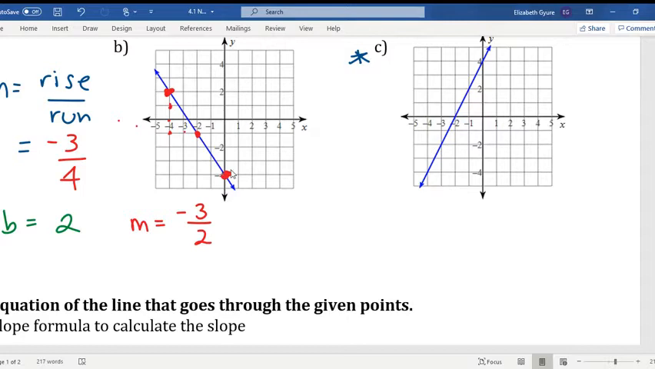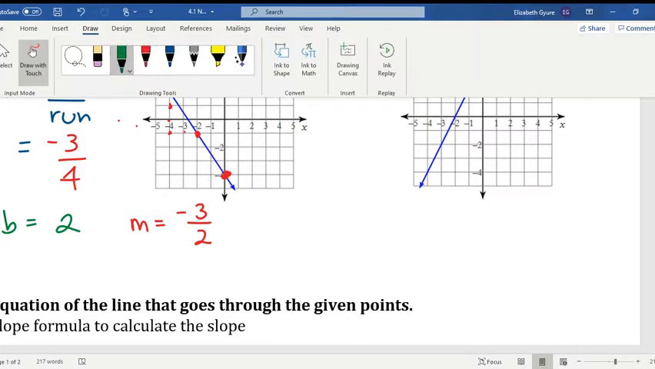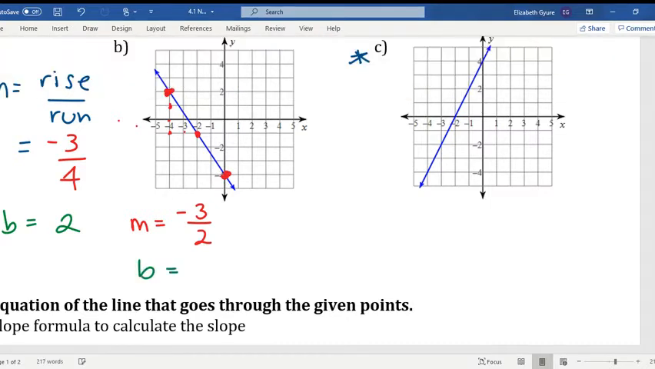Did it matter if I used the other 2 sets of points? No, if you did, wouldn't it also still just be down 3, right 2? Yeah, doesn't matter. All right, now let's find our y-intercept. That's where it's going to cross the y-axis. At what number does it cross the y-axis? At -4. All right. So now do I have everything I need to write y equals mx plus b? Yep.